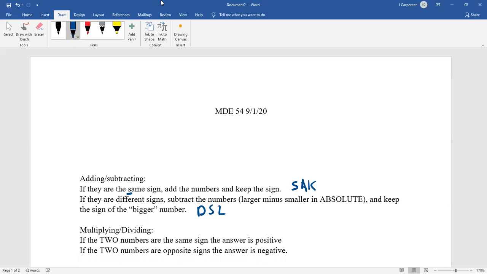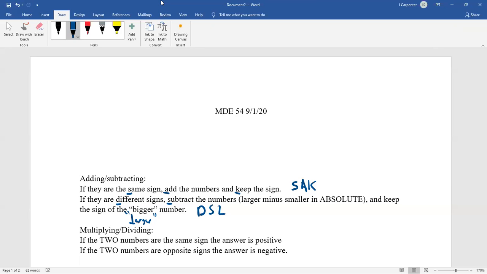So this is if they are the same sign, you add the numbers and keep the sign, SAK. If they are different signs, you subtract the numbers and keep the sign of the larger number. So there's your L. I should have said larger instead of bigger. SAK, DSL: same, add, keep; different, subtract, larger. I don't know, it always worked pretty well for me. I've had some students it works well with. Others don't like abbreviations, so they don't use it.